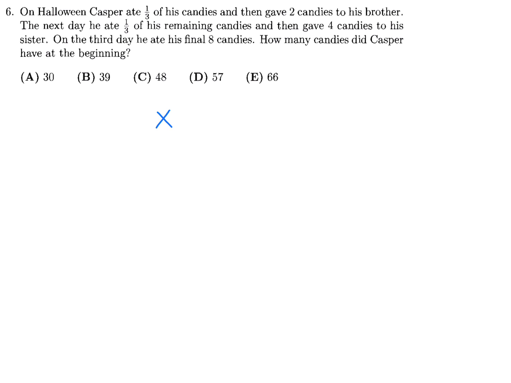So he starts with X, and then he eats 1/3, so that means he has 2/3 left. And then from that, he gives 2 away. And then of this, 2/3 X minus 2, he eats 1/3, so he's got 2/3 of that left, and then he gives away 4. And they're saying that this is equal to 8. So we have to figure this out.